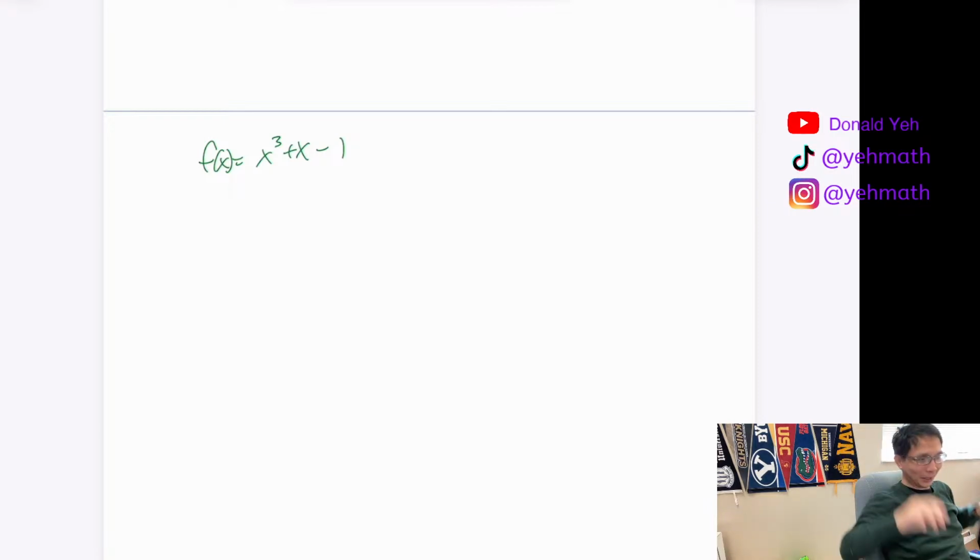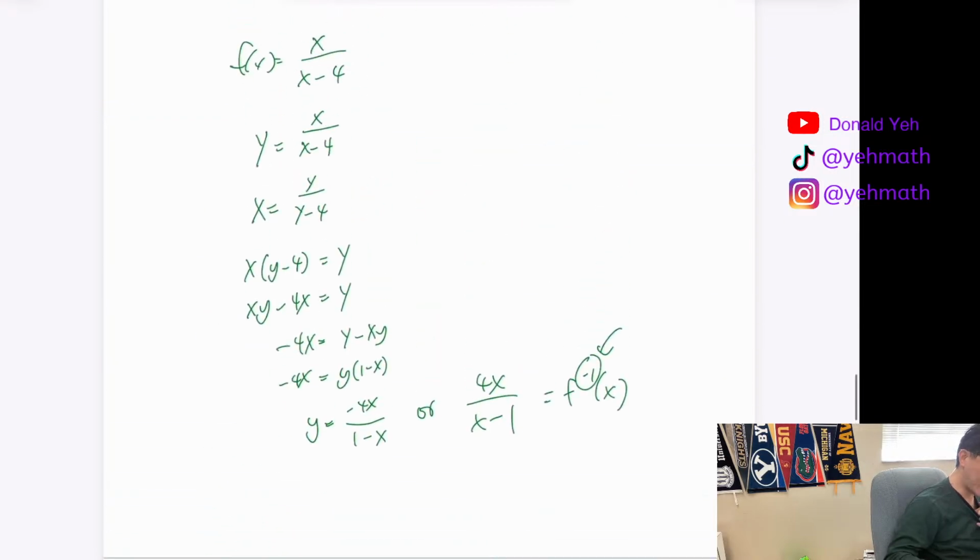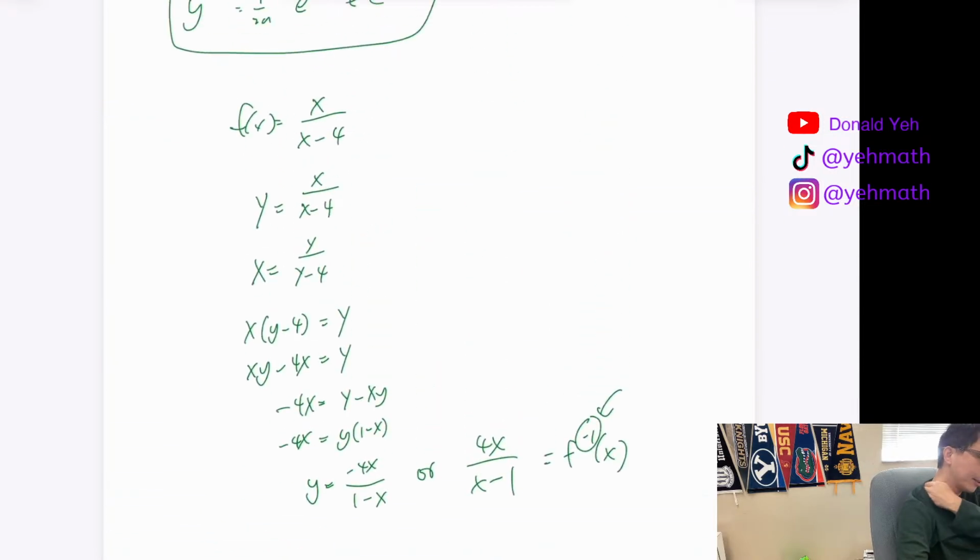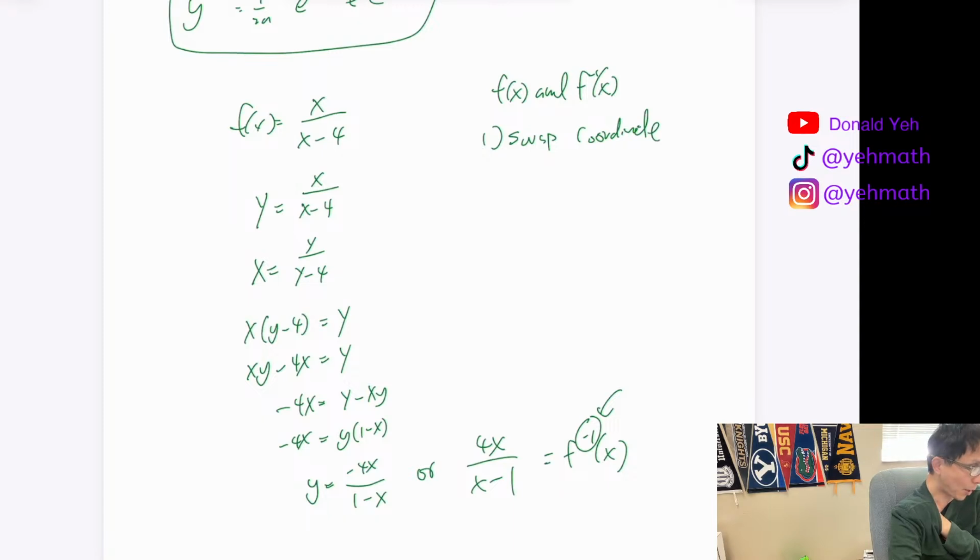All right. So the thing is, you cannot find the inverse function. Let's talk about those two things. On the inverse function, you should understand the qualities. The qualities are that f of x and f inverse of x one, have swapped coordinates, and two, have symmetry about y equals x. So far, do you understand?